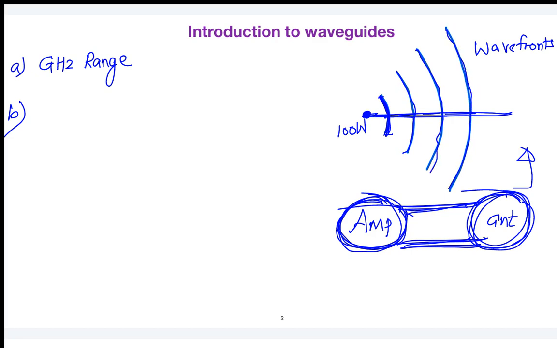As a result, what will happen? Let me consider a small area here and a small area here. I'm assuming that the area of this one and the area of this one are the same. Can you tell me in which case the power available will be more if you consider the same area? Is it when you are near to the source or when you are far from the source?